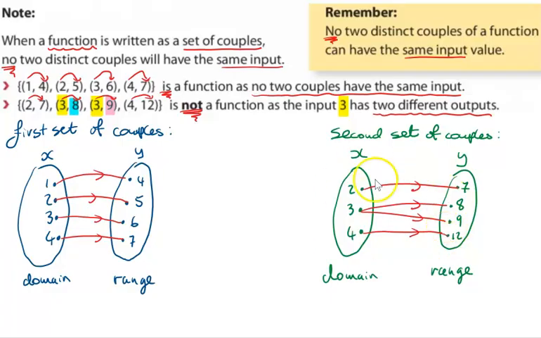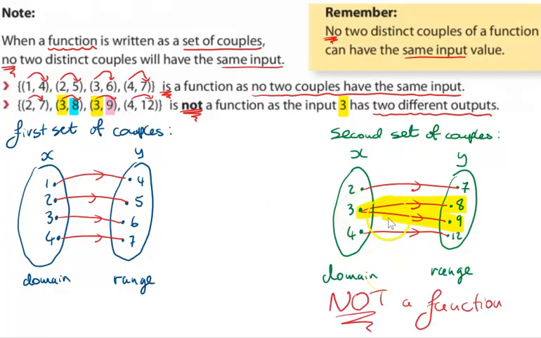So we can see that this is not a function because the 3, which is the x value, has 2 arrows leaving it. And this cannot happen in a function. So this mapping diagram is not a function because 3 has 2 arrows leaving it. Whereas this first mapping diagram is a function because each of the x values, 1, 2, 3, and 4, has only 1 arrow leaving it.